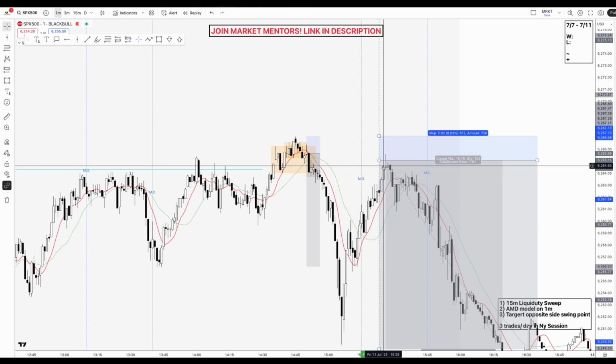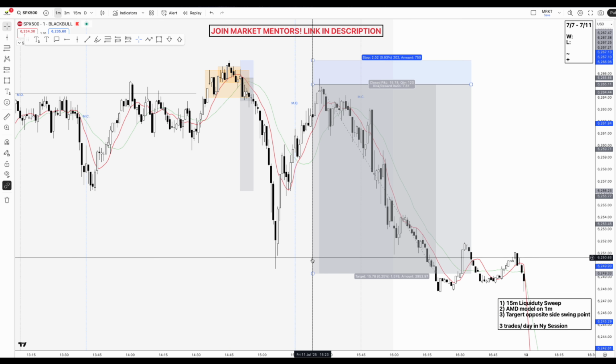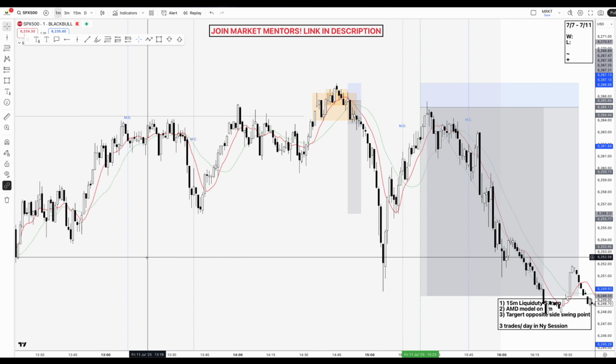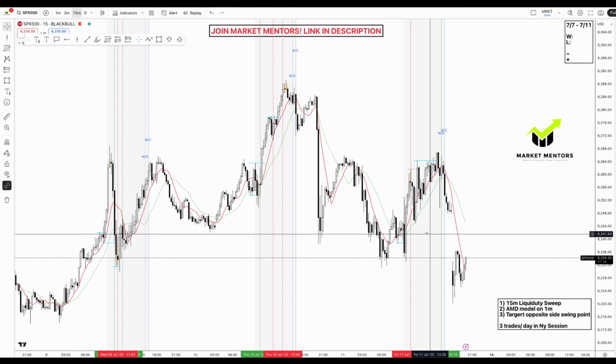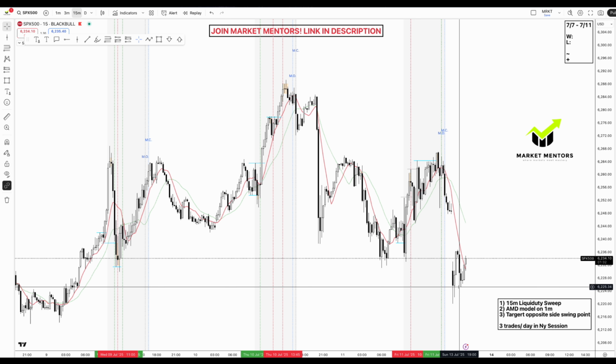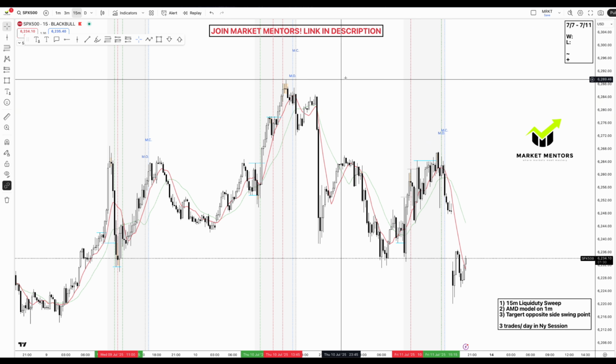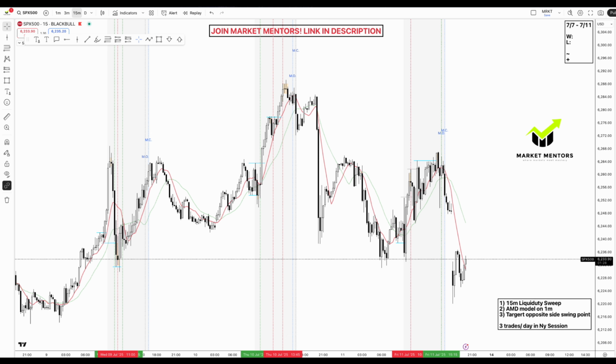Comes back up and tags you in, and it just drops down. You can target this 15-minute swing low over here, and it ended up hitting a market open because it gapped down, so you would have targeted this one here, and it went through. So overall, it's a pretty solid week.